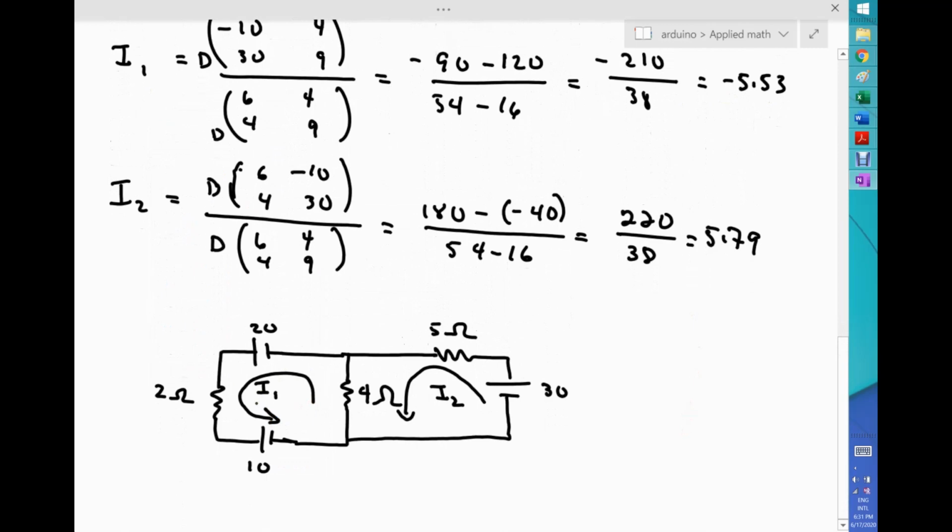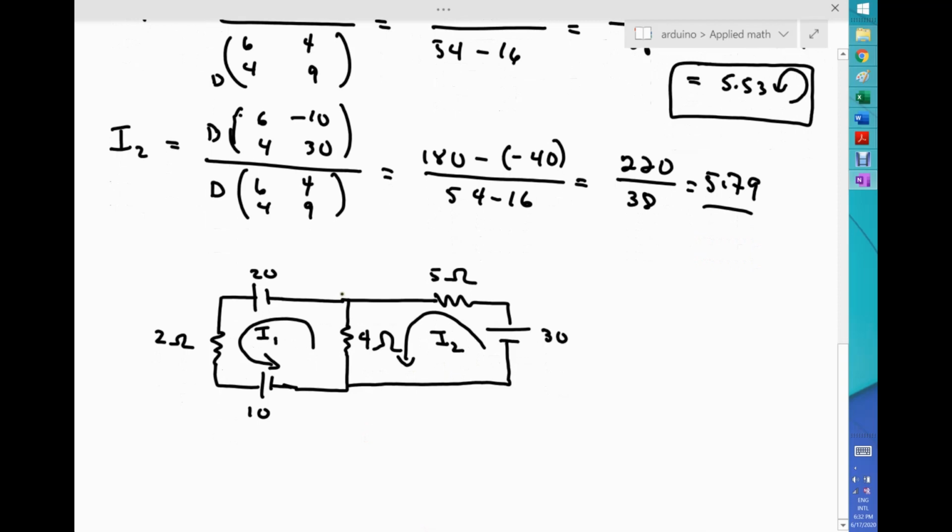This 5.53 is when I put this direction as clockwise, but actually the 5.53 is counterclockwise, which is the correct answer. See, no big deal on that one. And this one is okay. That's precisely the direction that the current goes. So this is perfect. This is the way it should be, 5.79.